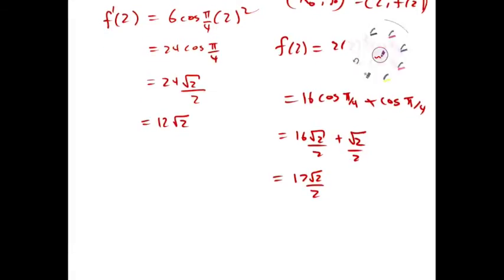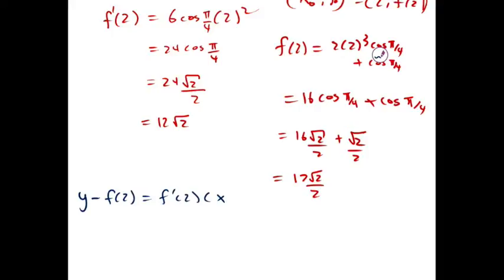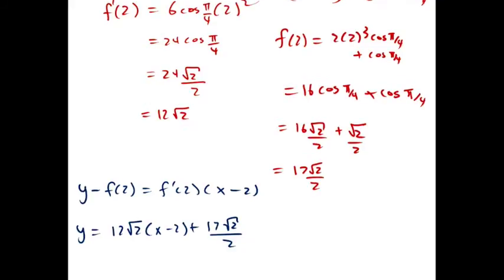So our tangent line is y minus y0, which is f of 2, equals f prime of 2 times x minus x0, with x0 being 2. So y equals f prime of 2, which is 12 root 2, times x minus 2, and I'm bringing the f of 2 over. F of 2 is going to be added, so we have 17 root 2 over 2.